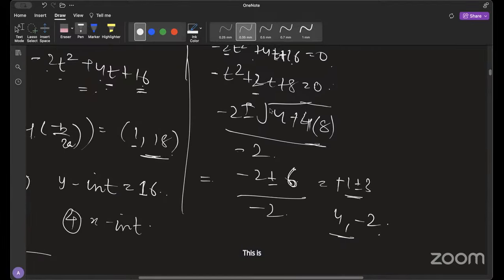This is the quadratic formula. We've used the quadratic formula, minus b plus minus the square root of b square minus 4ac, by 2a. This is the quadratic formula only.